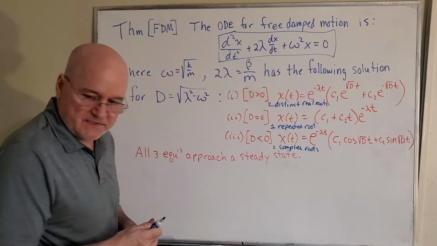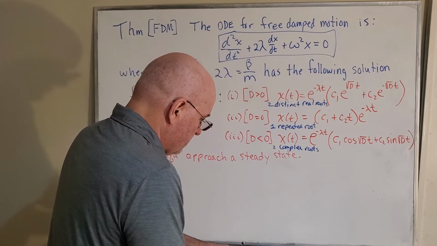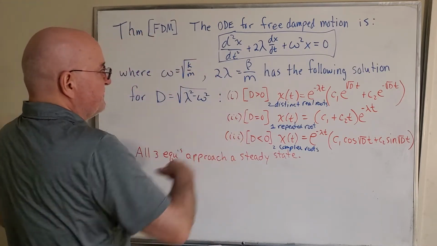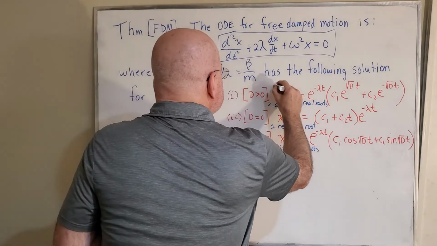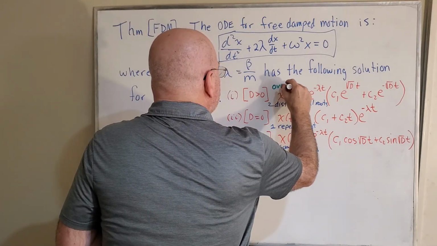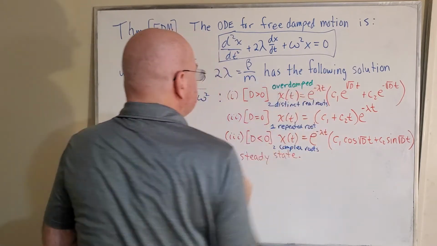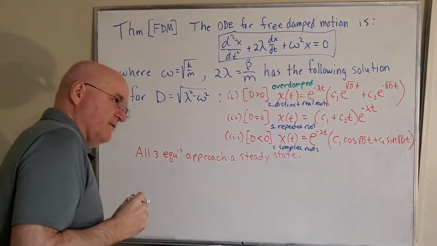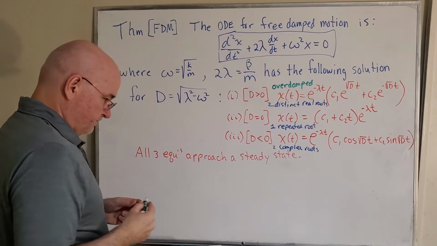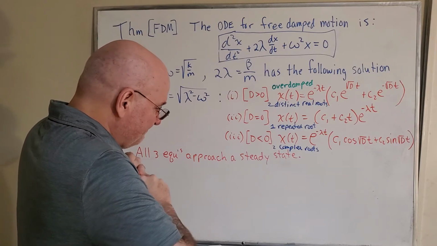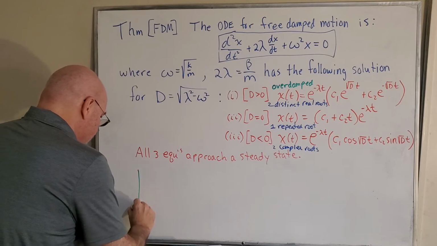The terms for these, maybe I'll use a different color here. There are 3 terms for these. This one is called overdamped, when D is greater than 0, when the discriminant is greater than 0, and you get 2 distinct real roots. So let me go in order. What does that look like?